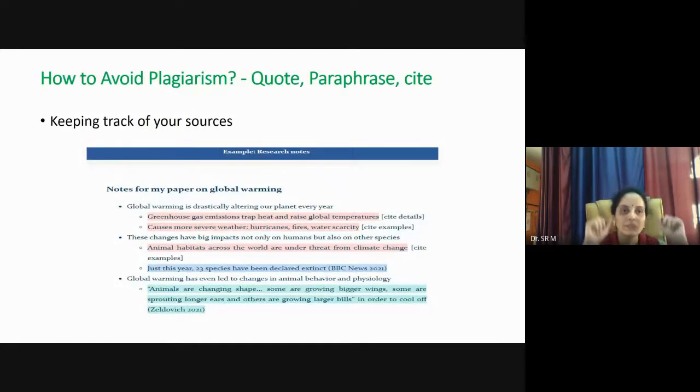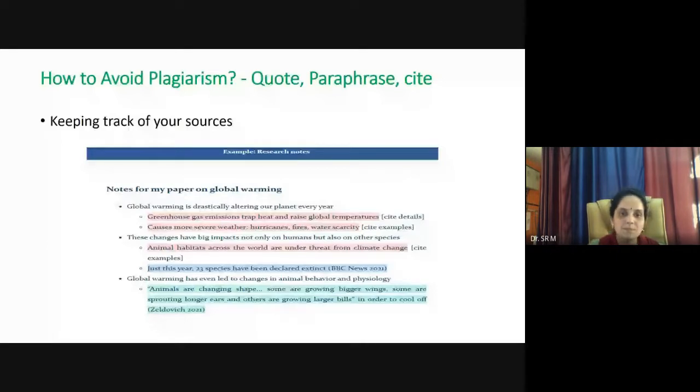How do I do that? With quotation marks. In the example I have given below, the red color indicates a claim that requires a source. Here the source is not there for the ones written in red. The blue indicates information that is paraphrased or summarized from a source. And the green, the last one, which seems to be light green, indicates a direct quotation. So through this, we can avoid plagiarism.